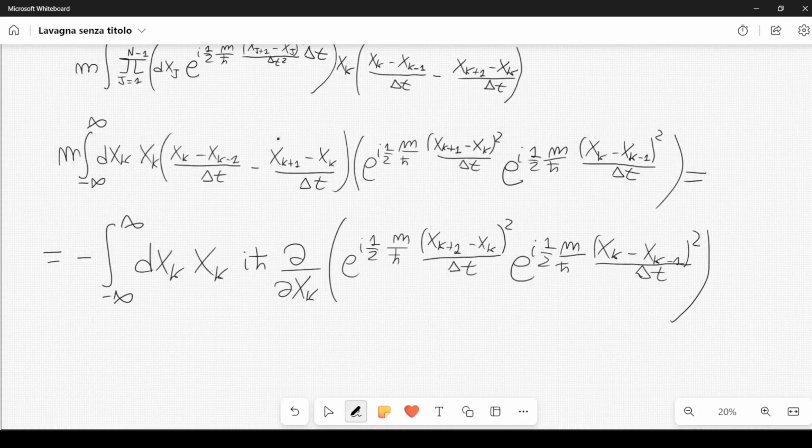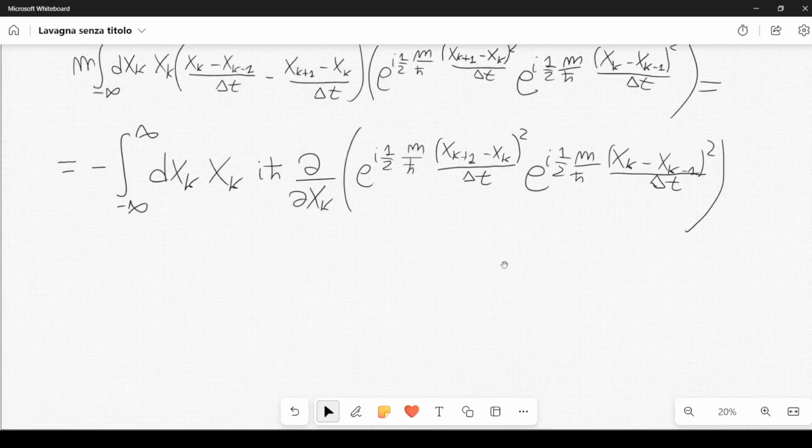So this is simple calculus. You simply have to take the derivative of these complex exponentials and you're going to get that. But now we can integrate by parts. If we integrate by parts, considering that we are integrating from minus infinity to plus infinity over dx_k, we are going to get the following. So we get plus, instead of a minus, we have i h bar.